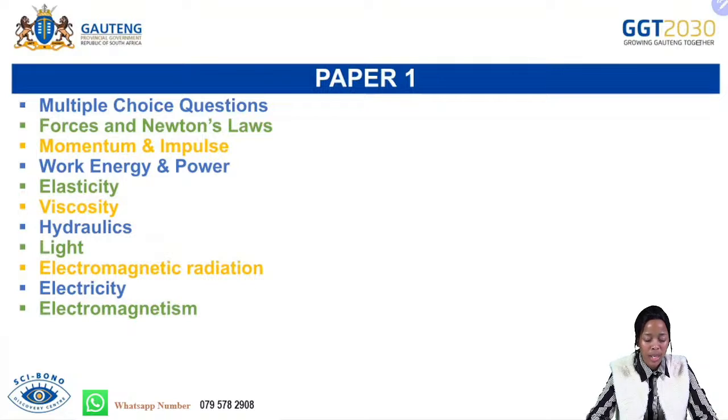This is what you should expect with the layout of paper 1. Question 1 is your multiple choice questions. After that we'll have forces and Newton's laws, momentum and impulse, work, energy and power, elasticity, viscosity, hydraulics, light, electromagnetic radiation, electric circuits or electricity, as well as electromagnetism.